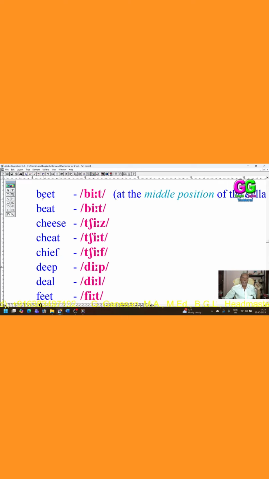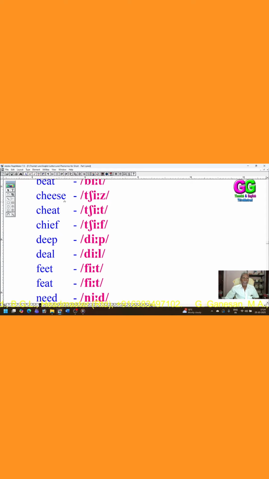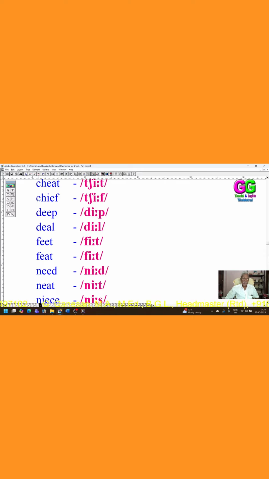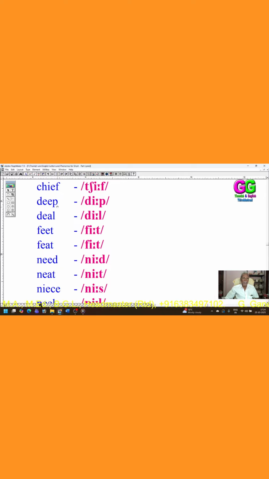At the middle position of the syllable: B E E T, beat; B E A T, beat; C H E E S E, cheese; C H E A T, cheat; C H I E F, chief.